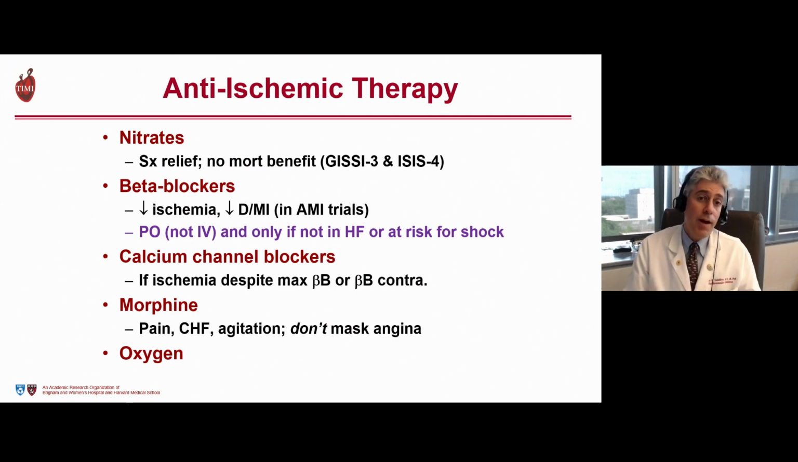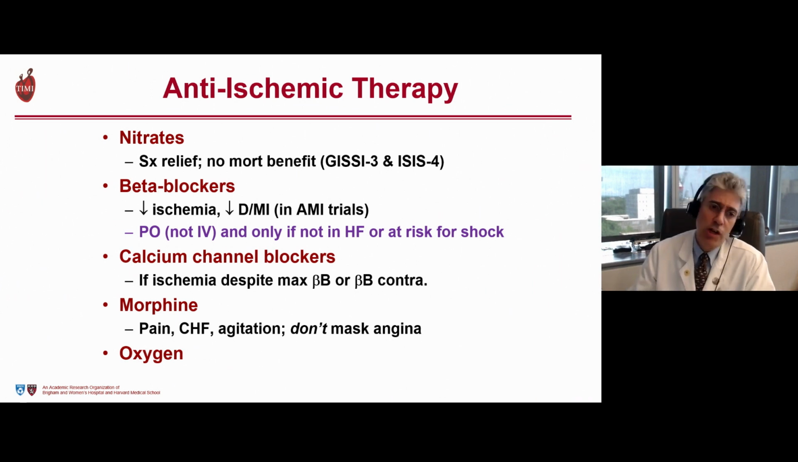Okay, I'm not going to dwell a lot on anti-ischemic therapy. I think that's going to be familiar for most people in the group here. Nitrates give symptomatic relief. Beta blockers decrease ischemia and decrease death or MI. Long term, just be careful that the patient isn't in heart failure or at risk for shock. And you want to use the beta blockers orally. So it's a marathon, not a sprint, for the beta blockade.